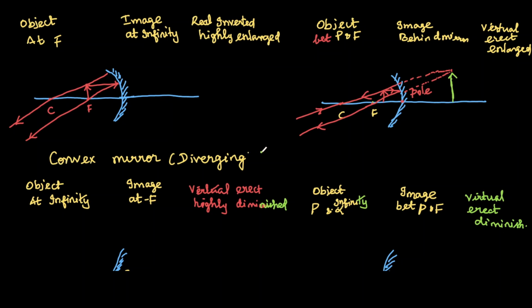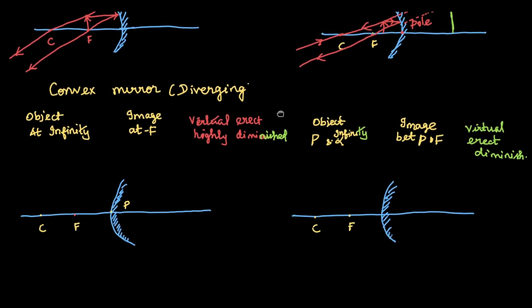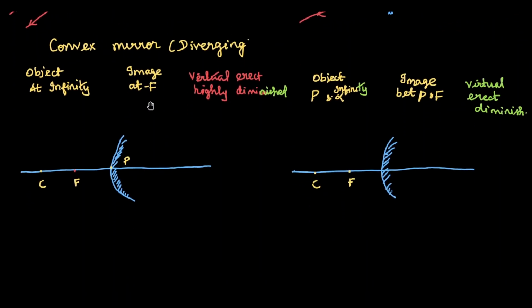In case of a convex mirror, sorry, a convex mirror is a diverging mirror. So when we keep the object at infinity, I am drawing the object at infinity. Convex mirror means the reflecting surface is outward. Outward reflecting surfaces, convex mirror, it is a diverging mirror. I am keeping the object at infinity.